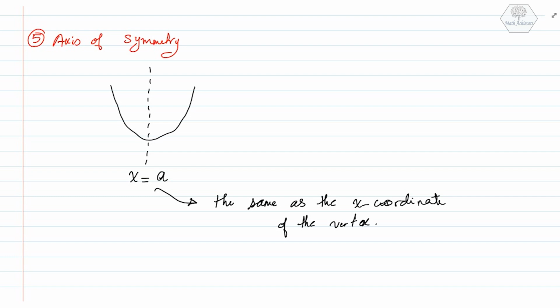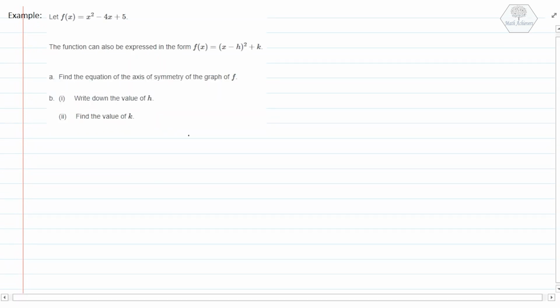Now we're going to solve an example, which is a question taken from the question bank. I have f of x equals x squared minus 4x plus 5. The function can be also expressed in the form of f of x equals x minus h squared plus k, this is the vertex form. Part A of the question needs to find the equation of the axis of symmetry of the graph of f.